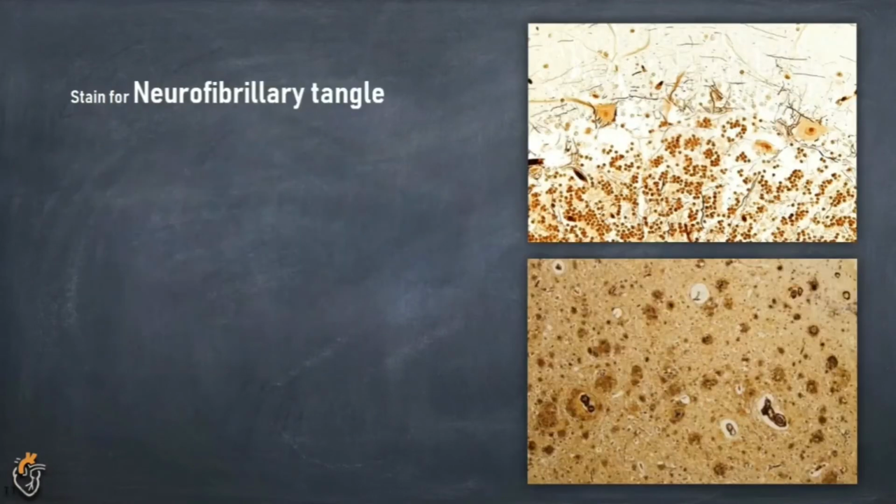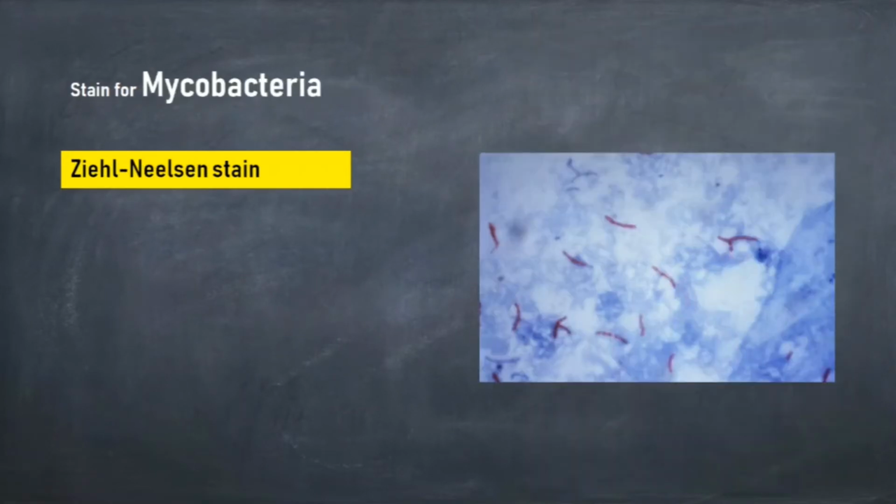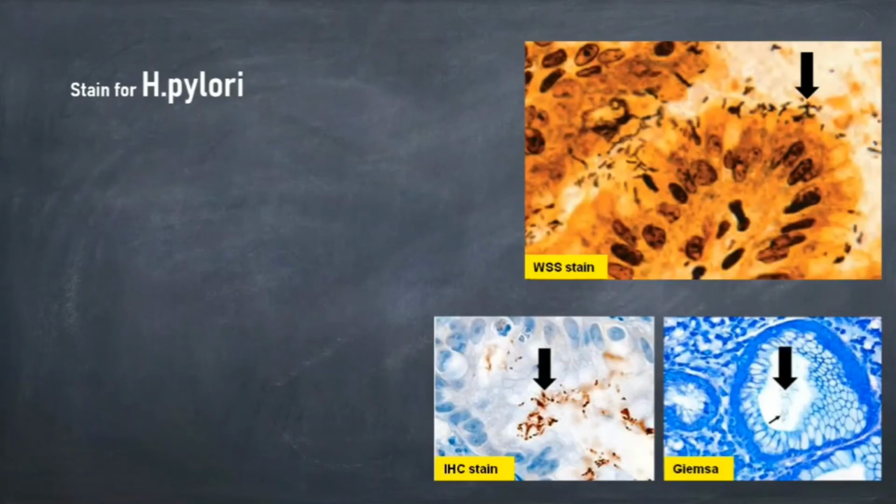The next one is the stain for neurofibrillary tangle. It is the Bielschowsky stain, and it is a kind of silver stain and extremely important for demonstrating the nerve fiber, neurofibrillary tangle, and senile plaques, especially in Alzheimer's disease. Stains for Mycobacterium. Okay, it is well known, and you can see these are the red bacilli in the blue background.